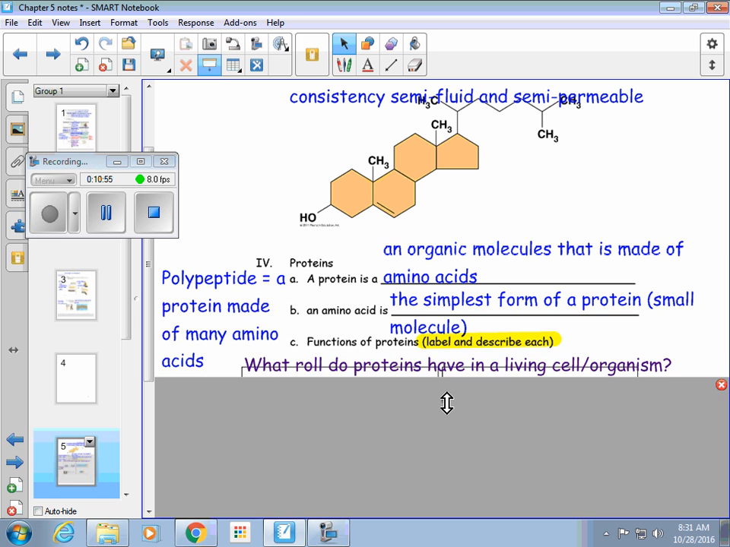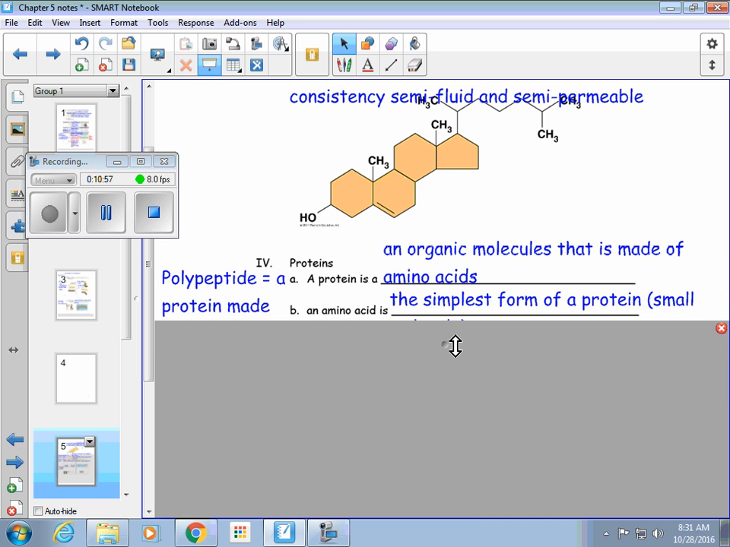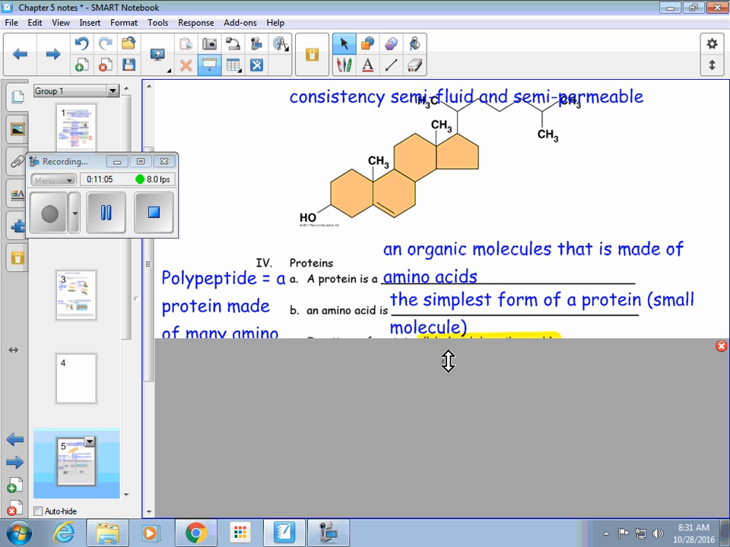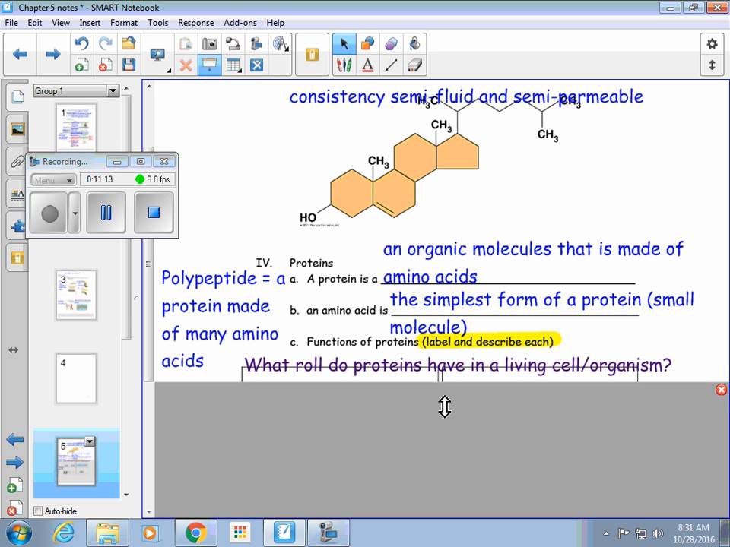Well, let's move over to proteins. Proteins are our third type of organic molecule. They're made up of amino acids. Amino acids are the smallest form of a protein, so an amino acid would be the monomer of a protein. When you put a bunch of amino acids together, you get a polypeptide.